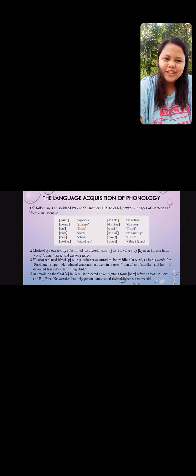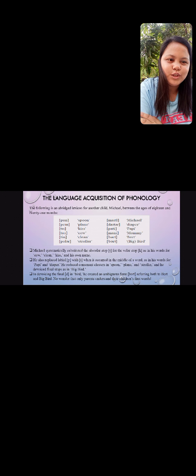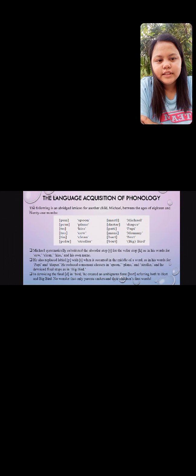So Michael systematically substituted the alveolar stop T for the velar stop K, as in his words for cow, clean, kiss, and his own name. He also replaced labial P with T when it occurred in the middle of a word, as in his words for puppy and diaper. He reduced consonant clusters in spoon, plane, and stroller, and he devoiced final stops, as in big bird. In devoicing the final D in bird, he created an ambiguous form, bird, referring both to bird and big bird. No wonder that only parents understand their children's first words.